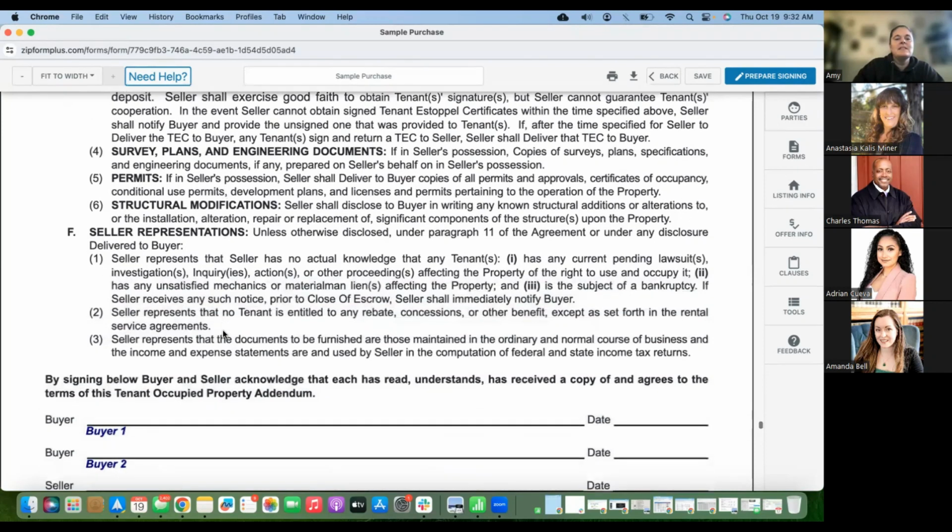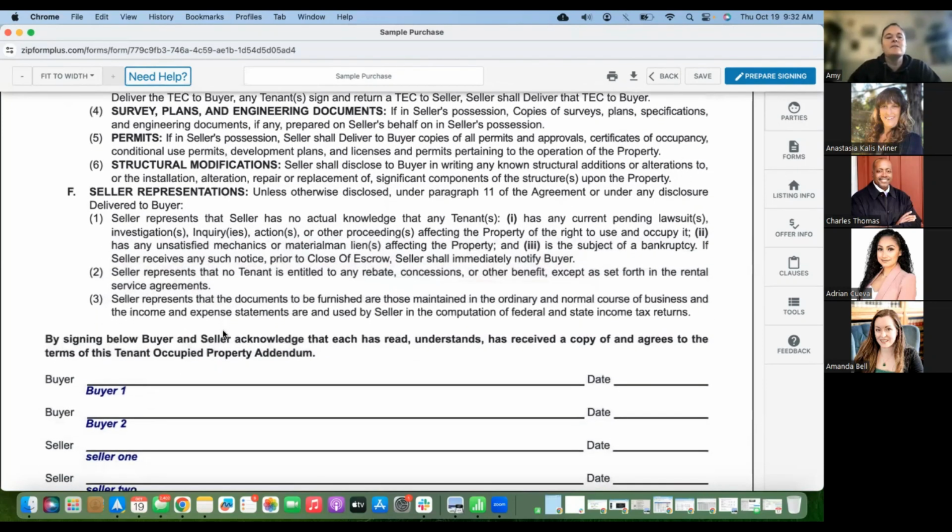Seller representations is section F. It's our final section. Unless otherwise disclosed under paragraph 11 of the agreement or any other disclosure delivered to buyer, seller represents that seller has no actual knowledge that any tenant has any current pending lawsuits, investigations, inquiries, actions, or other proceedings affecting the property or right to use or occupy it. If seller receives any such notice prior to the close of escrow, seller shall immediately notify buyer.